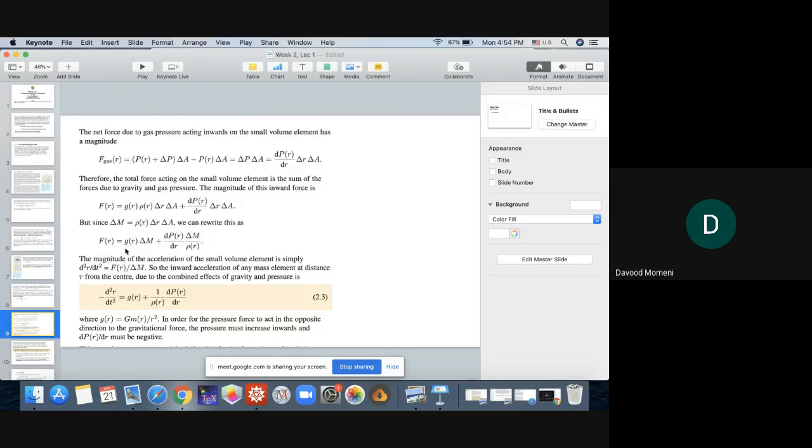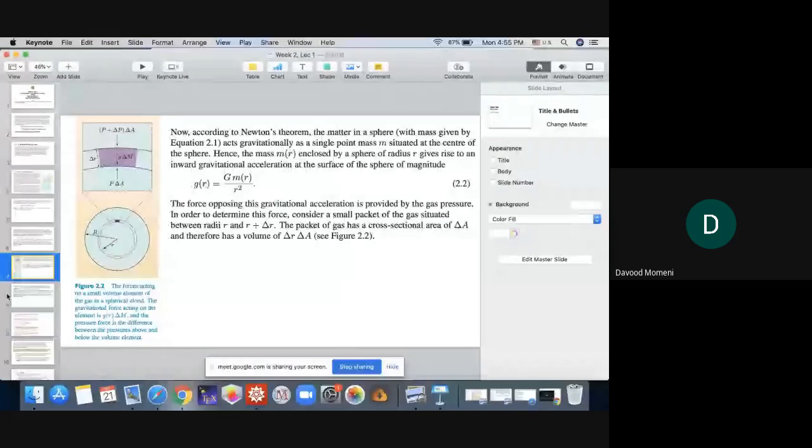You remember the force was mass multiplied by acceleration. Acceleration is the second derivative of r. You remember? The first derivative of r is velocity, the second derivative is acceleration. If you multiply mass by the second derivative, it gives you force. So this equation divided by delta m, which is the mass between the layers, gives you the acceleration. So this is the acceleration.